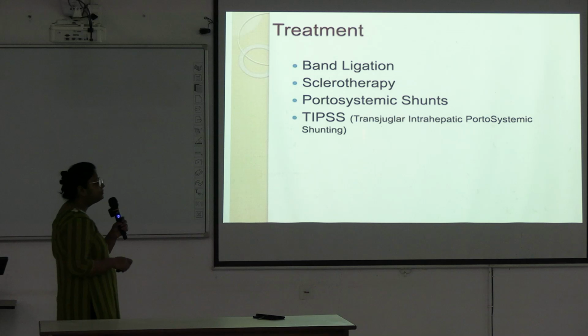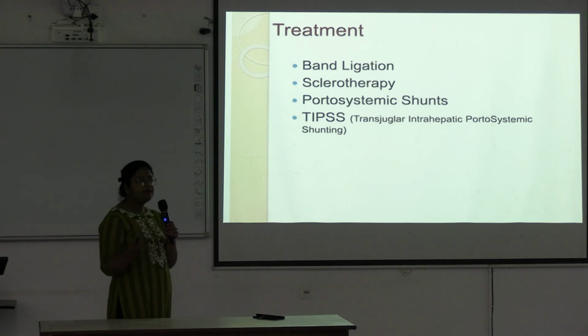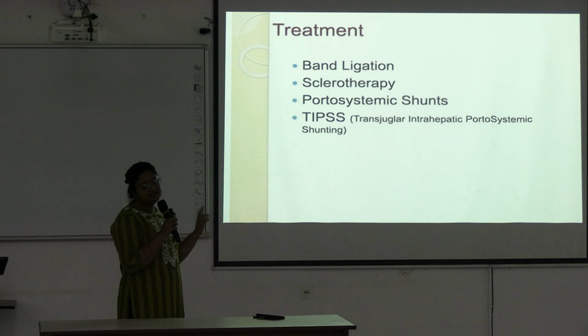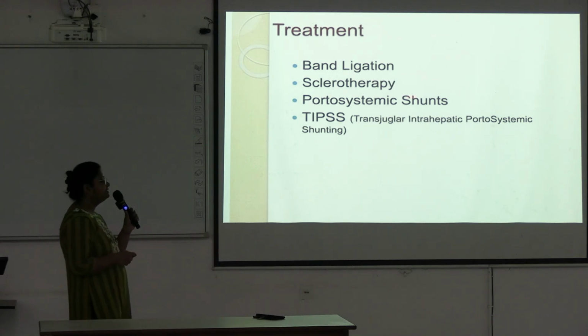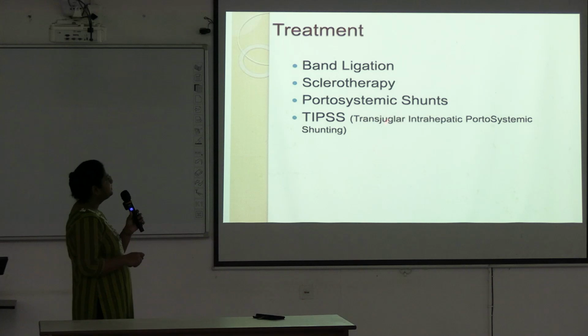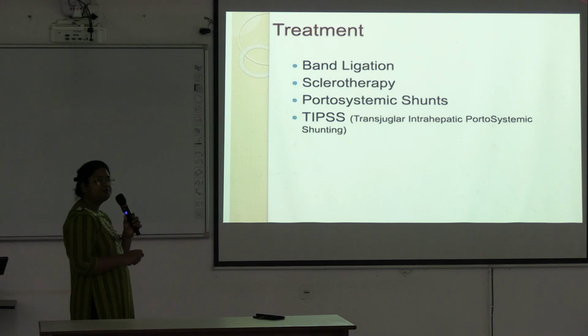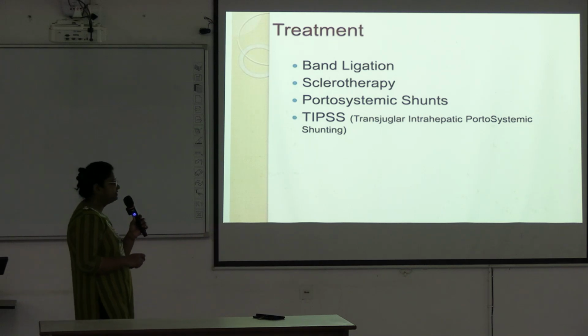Next, how will you treat this portocaval? How will you treat these varices in case of portal hypertension? You may do band ligation or sclerotherapy, or you may establish a portosystemic shunt or TIPSS, transjugular intrahepatic portosystemic shunting. So these are the treatment methods for portal hypertension.